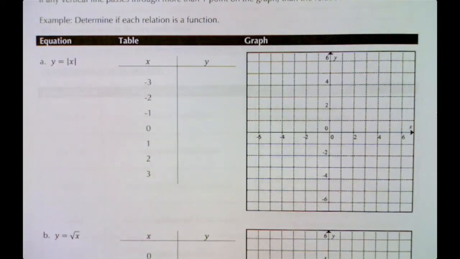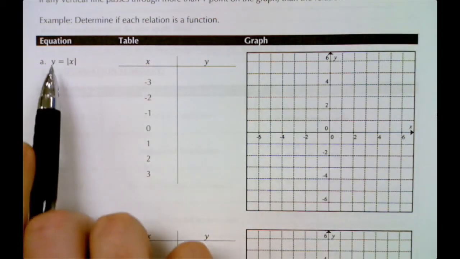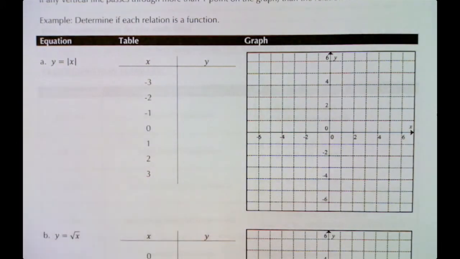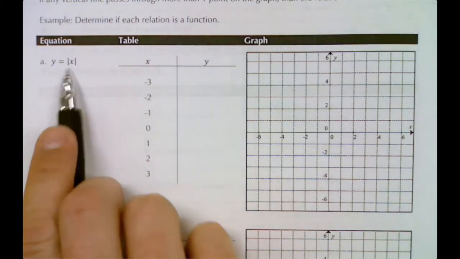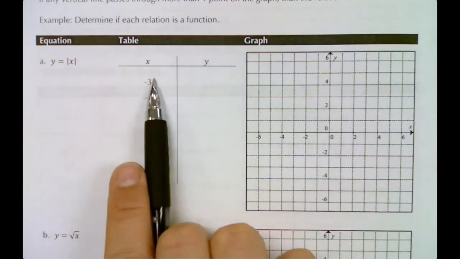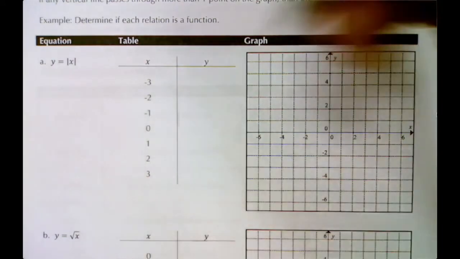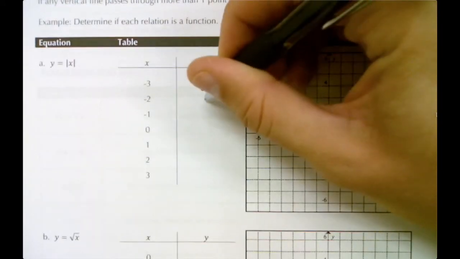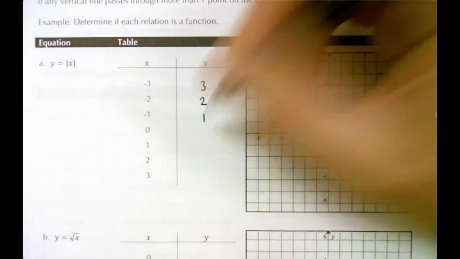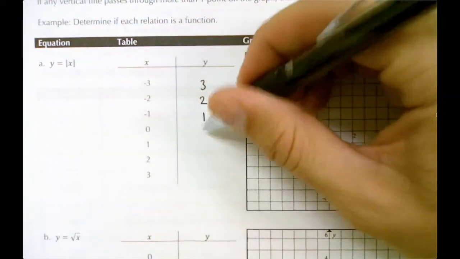Now to do this, we're going to create a table of values and graph a relationship. We are going to start with the absolute value of x. So this is the absolute value function. If you remember, absolute value means take the number and express it as a positive. So if we have negative 3, the answer would just be 3. If we have negative 2, it would be 2. Negative 1 would be 1. If the number is 0 or positive, it remains the same.